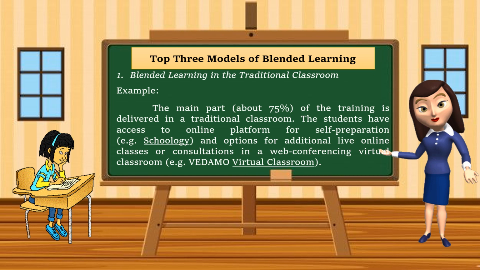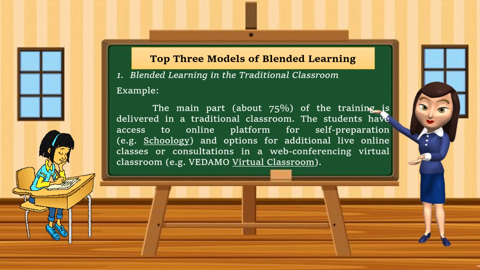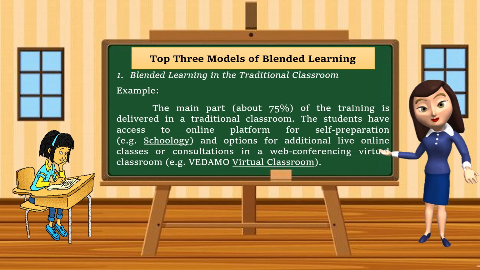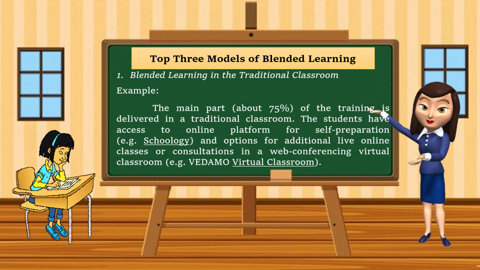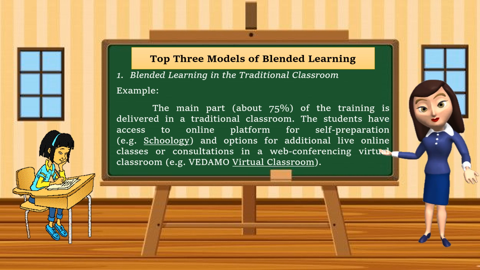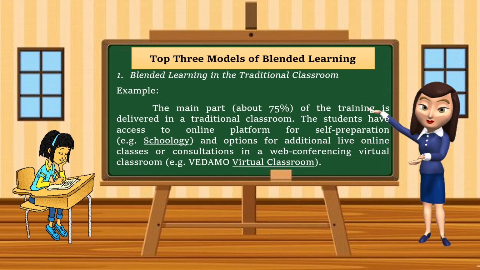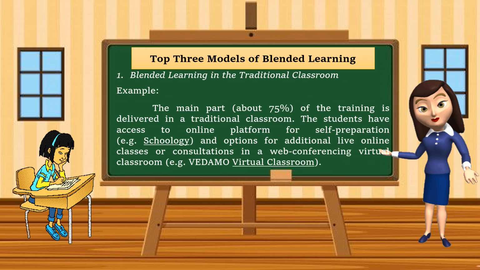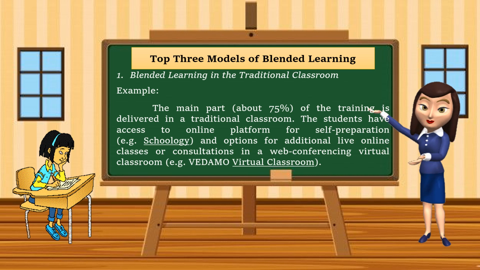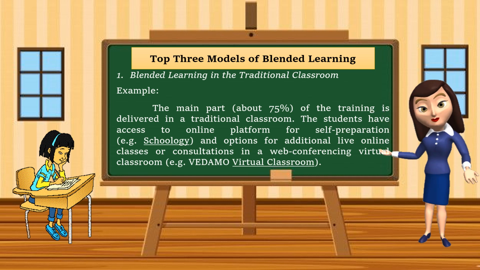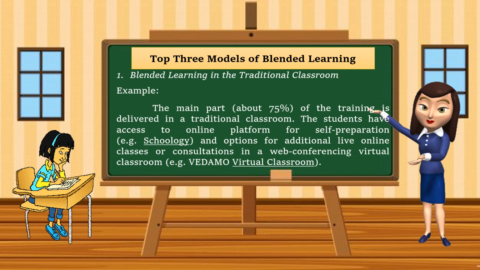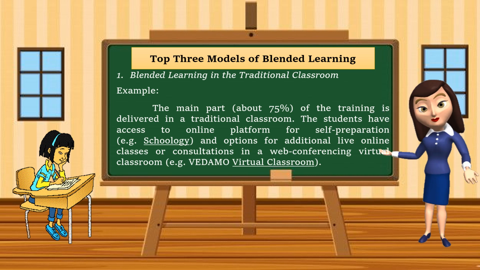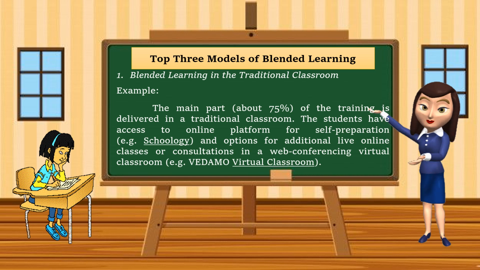So we have here the top 3 models of blended learning. The first one is the blended learning in the traditional classroom. So what is this all about? The main part, about 75% of the training, is delivered in a traditional classroom. The students have access to an online platform for self-preparation. Example, the Schoology, and options for additional live online classes or consultations in a web conferencing virtual classroom. Example, you have there the Vidamo virtual classroom.